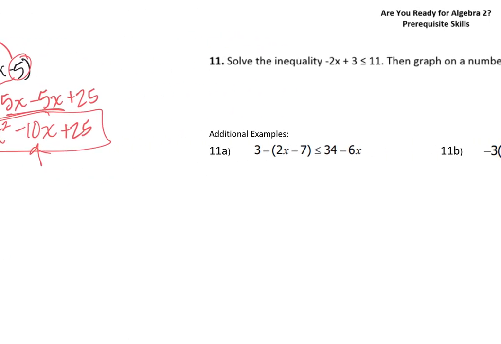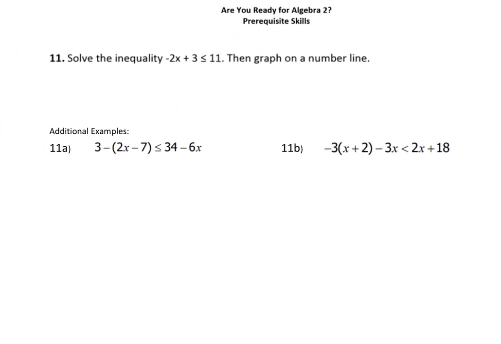Okay, moving over. Ooh, fun. Solve the inequality: negative 2x plus 3 is less than or equal to 11. Now, when we're solving an inequality, one of these signs right here, not an equal sign, a greater than or less than sign, we do treat it like an equal sign.